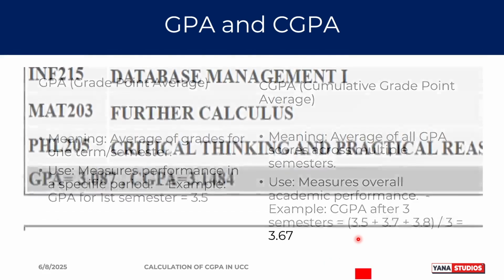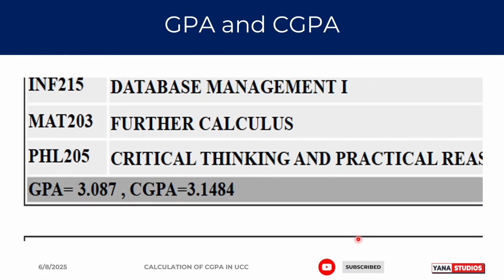So when you open your student portal, you go to statement of result. Once your results are released, you see these 2 points here, I mean the GPA and the CGPA, right under the courses that you did in your statement of result, right?